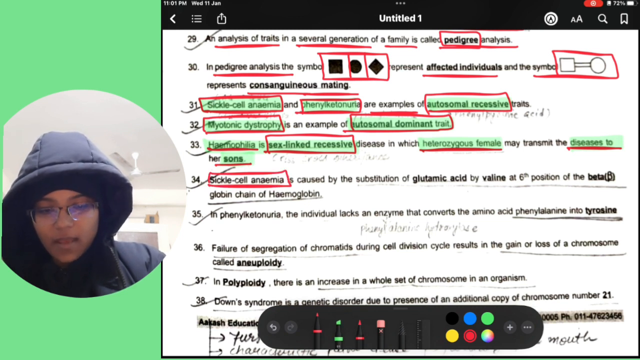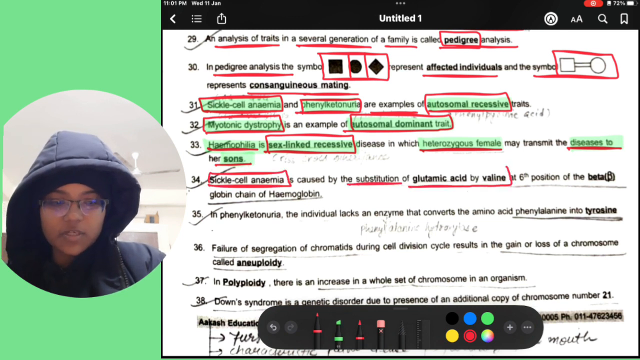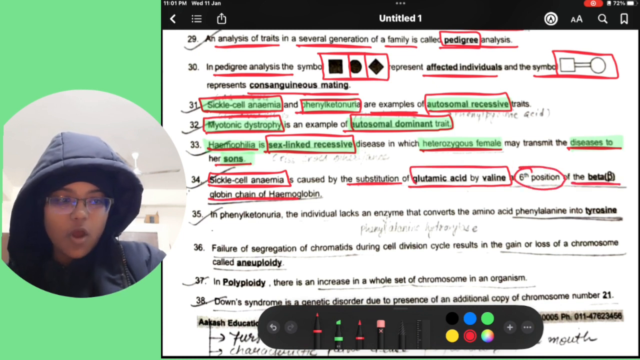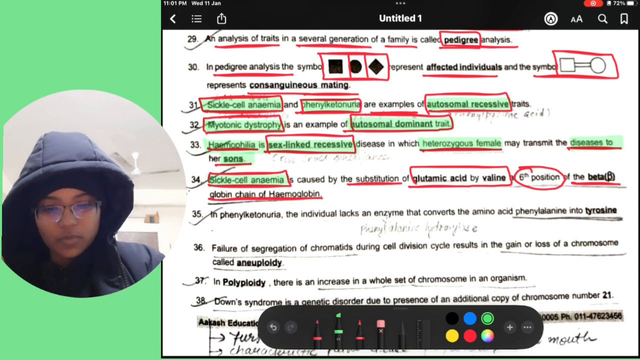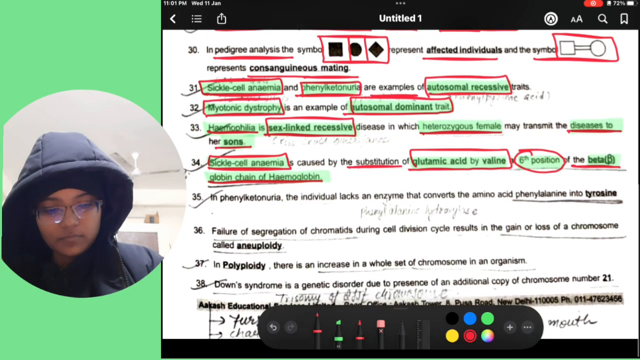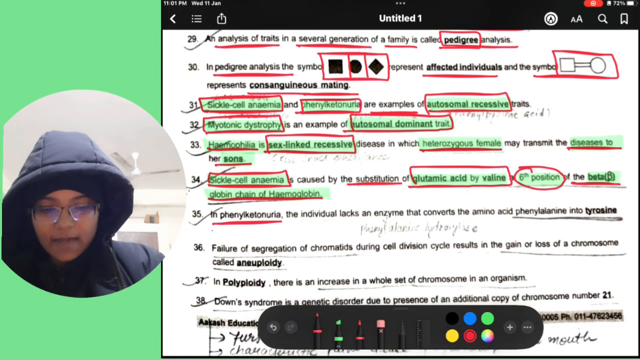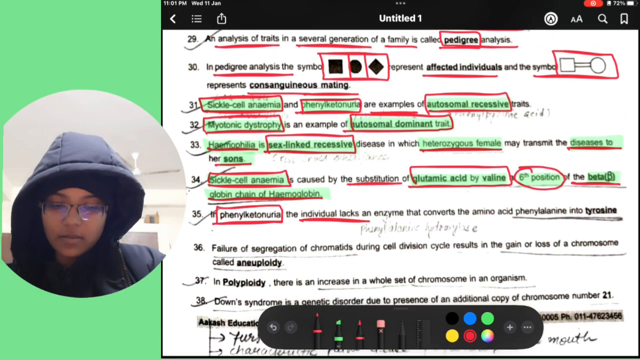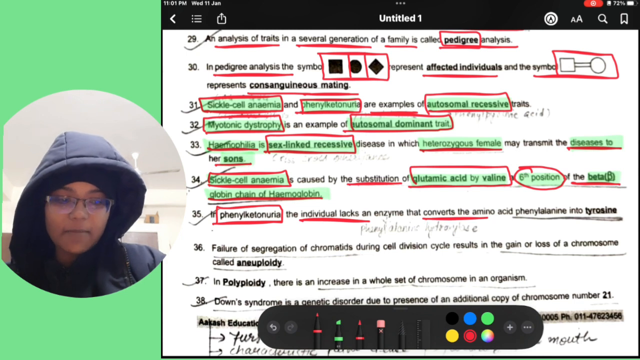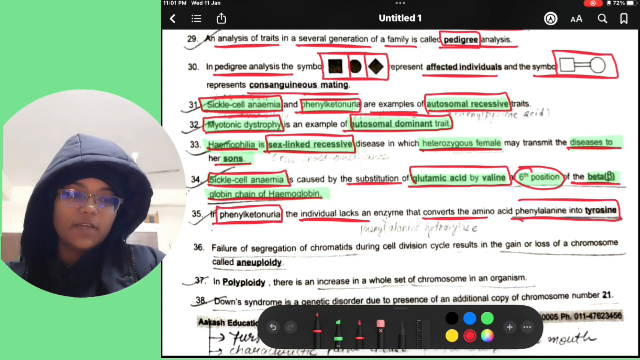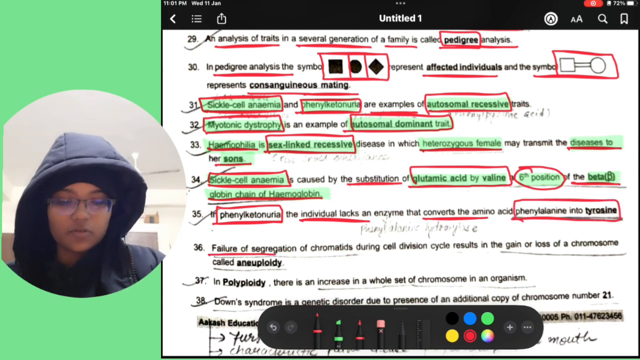Sickle cell anemia is caused by the substitution of glutamic acid by valine at the 6th position of the beta globin chain of hemoglobin. In phenylketonuria, the individual lacks an enzyme that converts the amino acid phenylalanine into tyrosine.